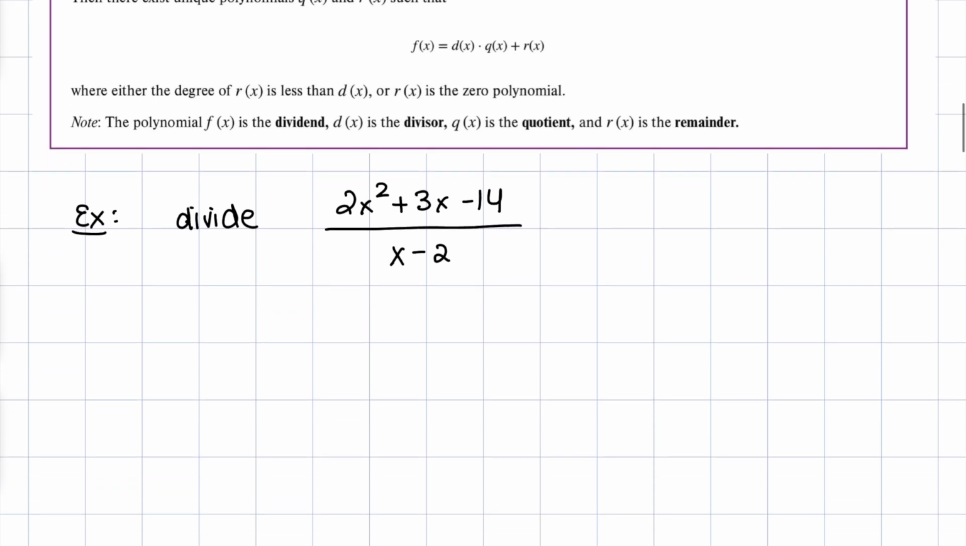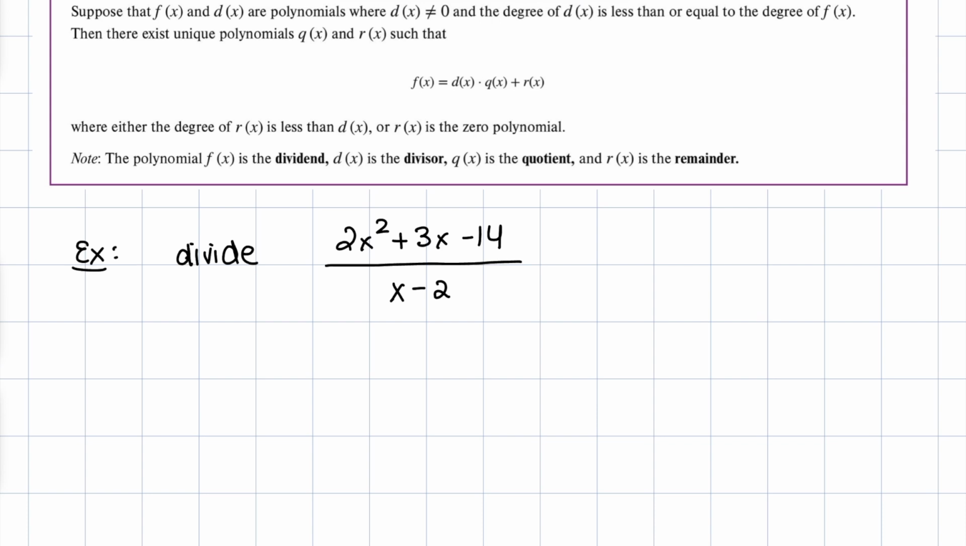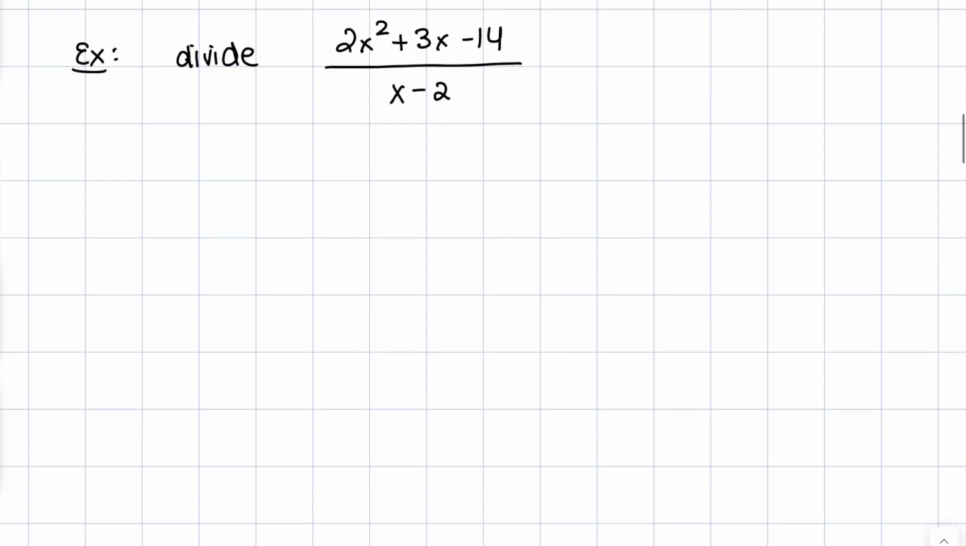So this is the formal definition of what we're doing with long division, but we just need to understand how long division works. A lot of times our division is going to be asked in different ways. They're going to write it differently every time. So let's divide this. We have x minus 2 here, and we're asked to divide that into 2x squared plus 3x minus 14. So let's do this.